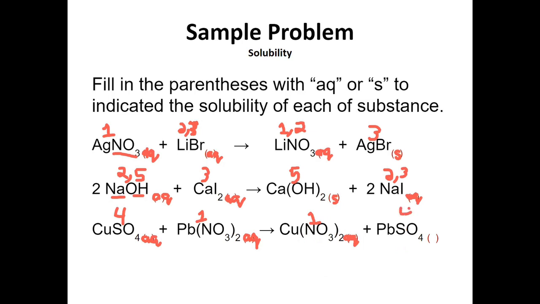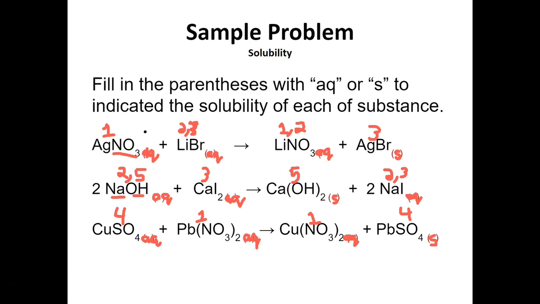Now, for PbSO4, here's an interesting one. Read rule 4 carefully. It says, generally speaking, sulfate salts are soluble, but read all the way to the end, except when combined with barium, lead 2, mercury 1, or calcium. So because the exception applies, this gets the S designation. Woofta, that's quite a lot, students, right? There's a lot of work to go on here.